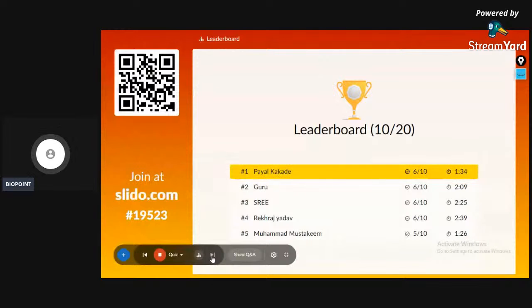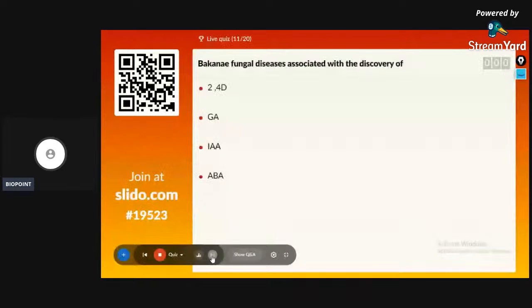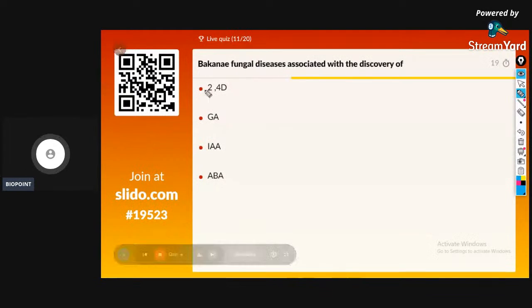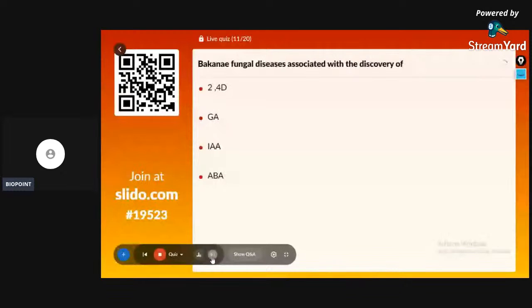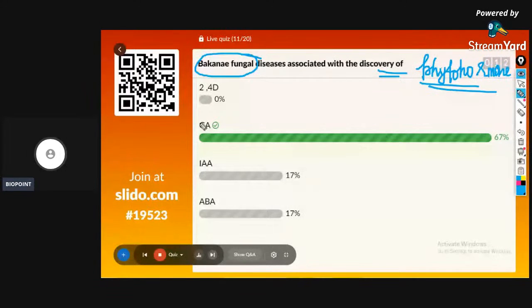Bakanae disease, a fungal disease, is associated with the discovery of which: 2,4-D, gibberellic acid, indole acetic acid, abscisic acid. I'm asking about the Bakanae fungal disorder and the discovery of which phytohormone. Let's have the majority answer on the screen. The correct answer is gibberellic acid. It is gibberellic acid.